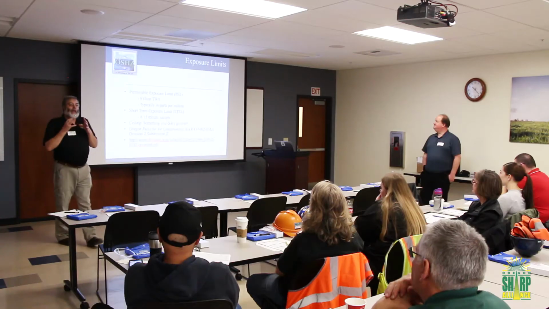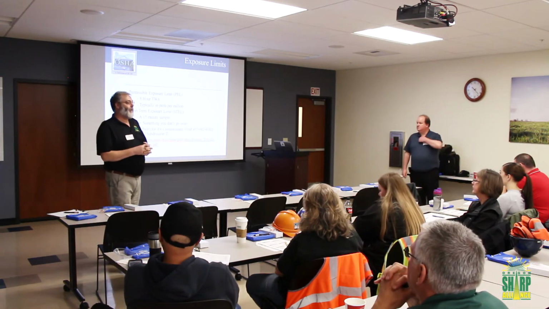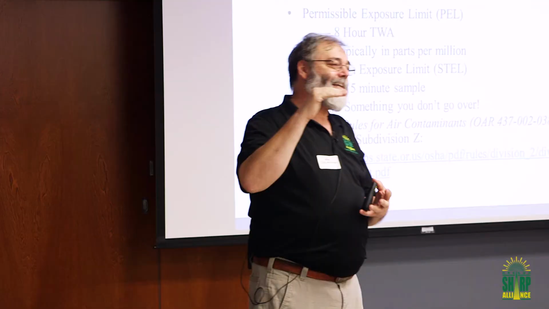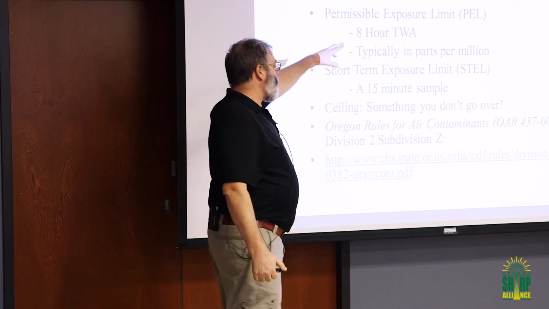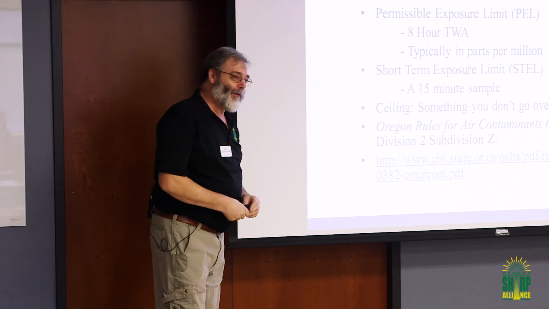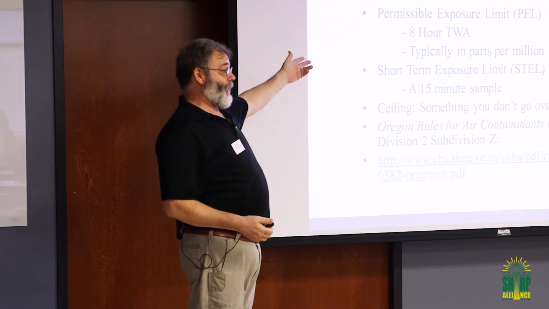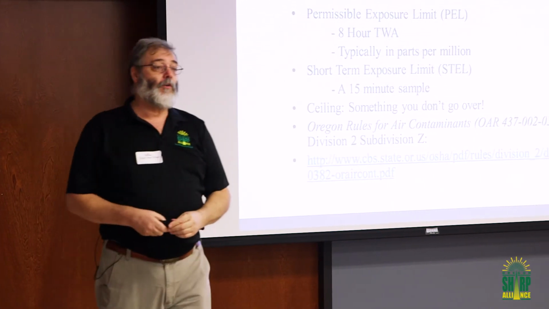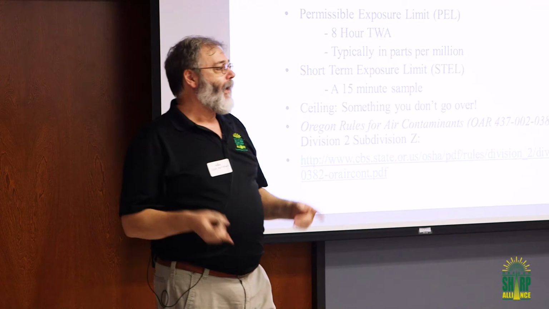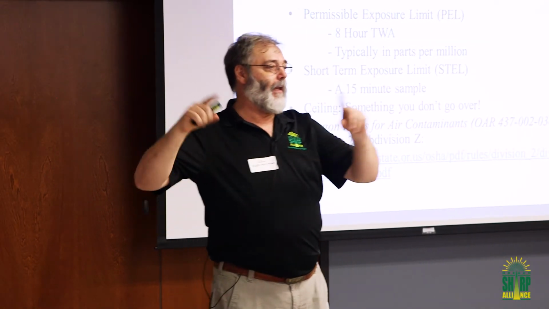So then we start to look at what our exposure limits are. What is acceptable and what is not acceptable? The PEL is what we call the permissible exposure limit, and it's calculated using a time-weighted 8-hour time average. Typically, they're going to post the PEL in parts per million. How many parts of this stuff can be in a million?